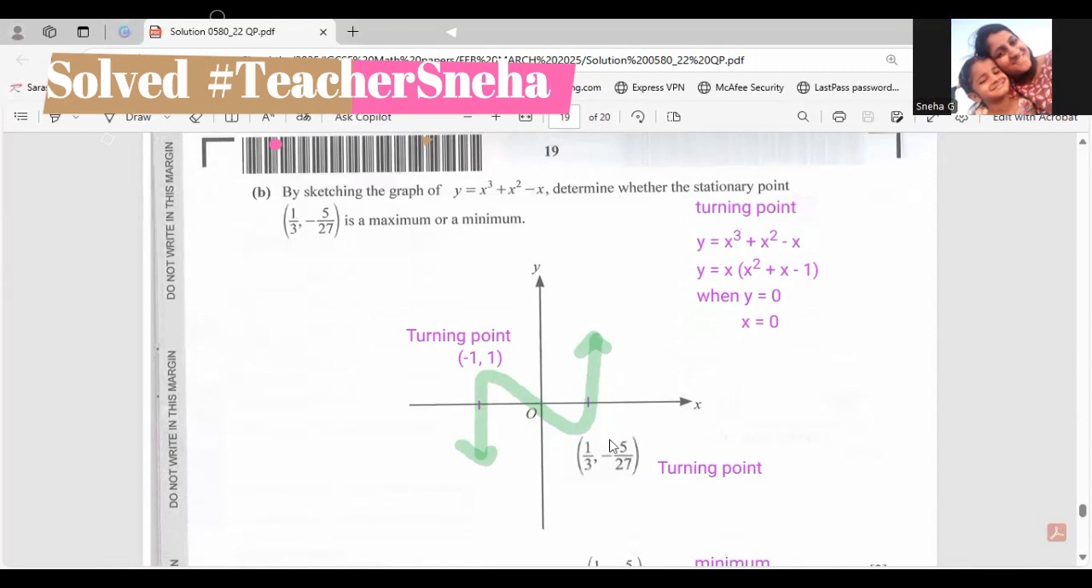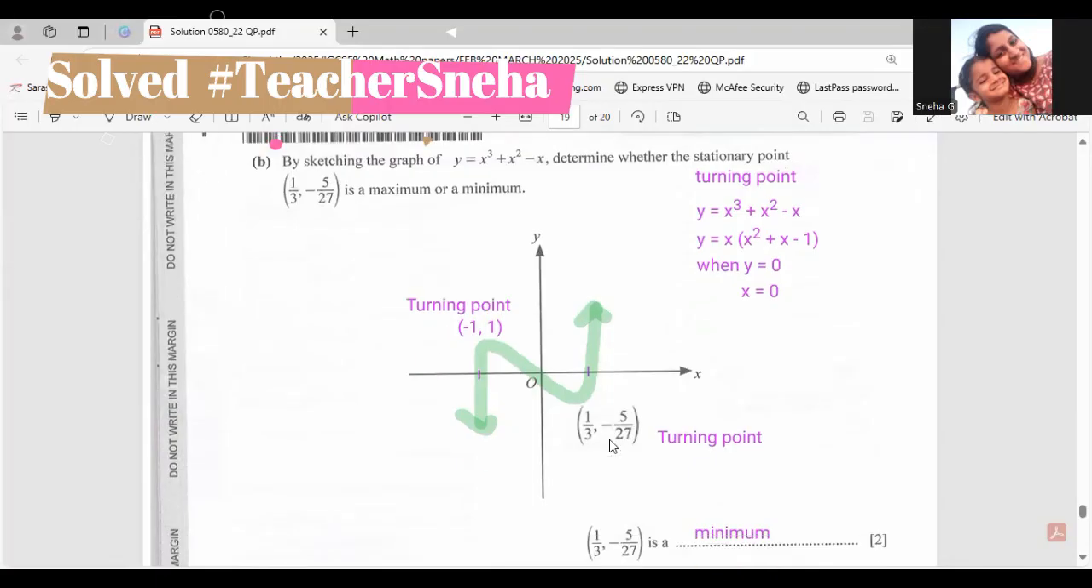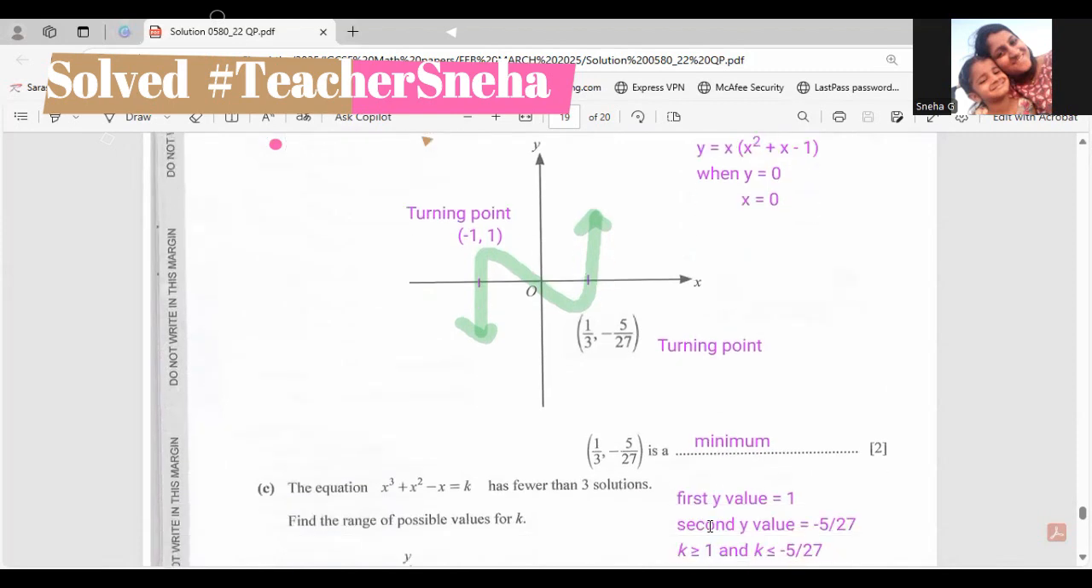Now, if you clearly observe, they are asking us to work out whether this is a maximum or a minimum. If I observe this graph closely, I get to know that this is where the values are going up. That means these values are the maximum, whereas this is on the lower side. That means at 1 upon 3 comma minus 5 upon 27 the values are minimum here. So I write the answer as minimum.